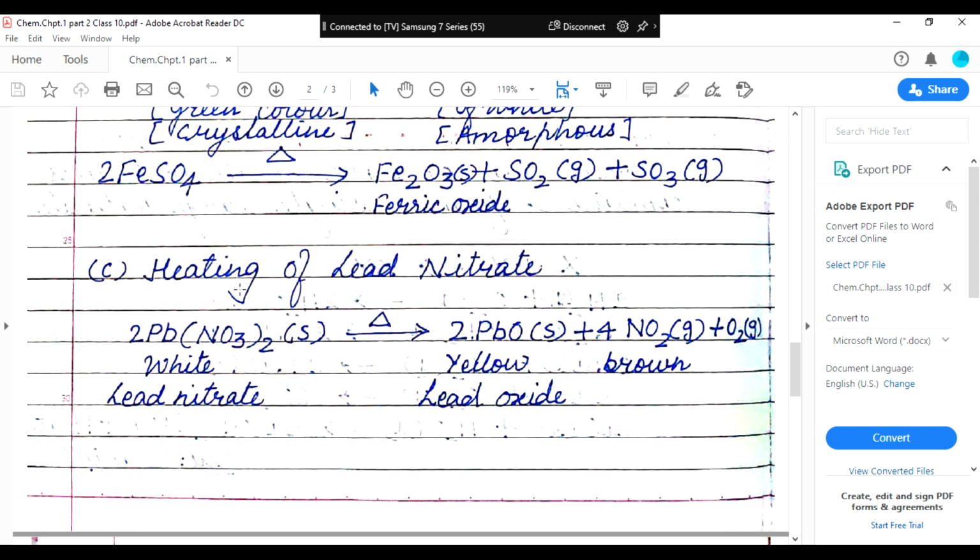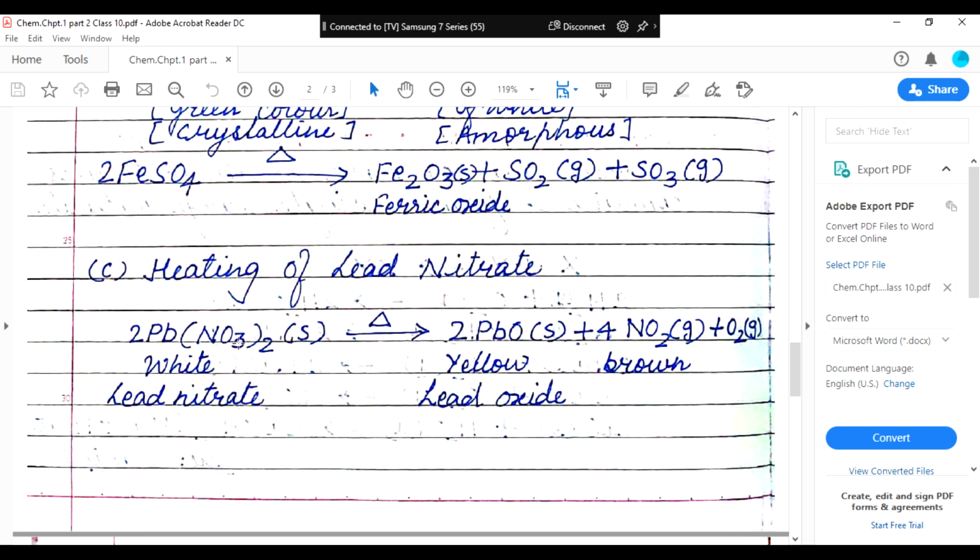Third example, heating of lead nitrate. Lead nitrate is a white substance. This white compound, when heated, releases one colorless gas, that is oxygen, and another brown colored gas, that is nitrogen dioxide. The remaining substance is lead oxide, a yellow substance.